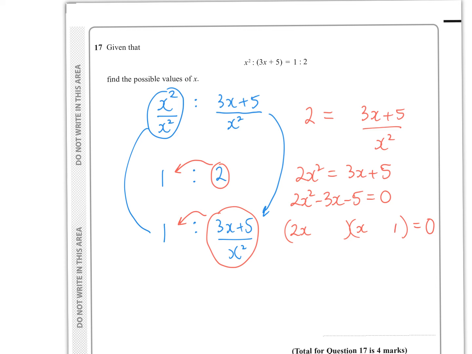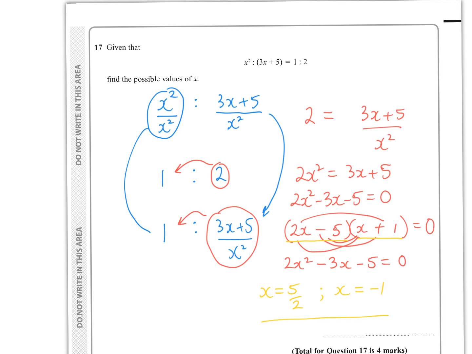If we put the 1 here and the 5 here, and we make this a plus and this one a minus, let's see what we'd have. We'd have 2x squared, we would have plus 2x minus 5x, which gives us the minus 3x, and then minus 5 times plus 1 is minus 5. So what we can say is, solving this bracket equal to 0, we'd have x equals 5 over 2, and solving this one equal to 0, we would have x equals negative 1, and they're the values of x that we want.